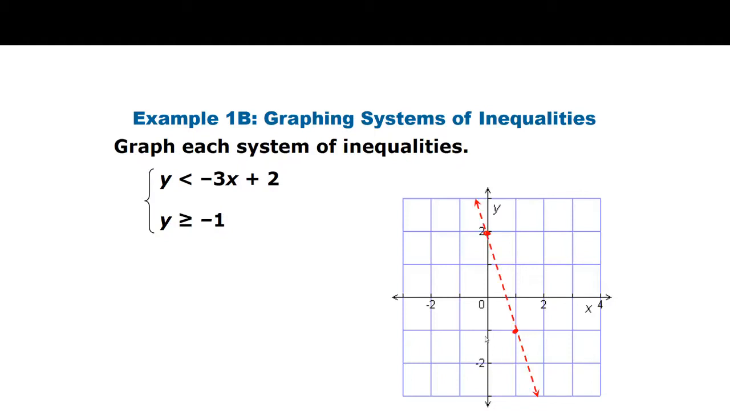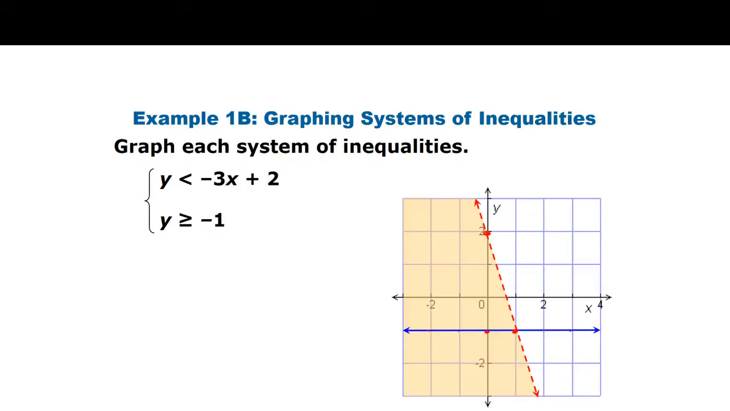And there it is. And our next one says y is greater than negative 1. So what that means is, all of our points are just going to be right here. Y is always going to be negative 1. So let's just plot that in. Oops, I forgot to shade in on the top one.